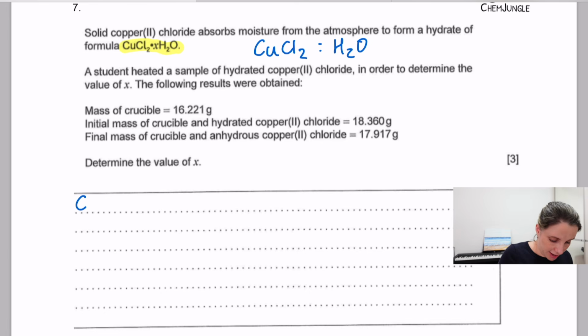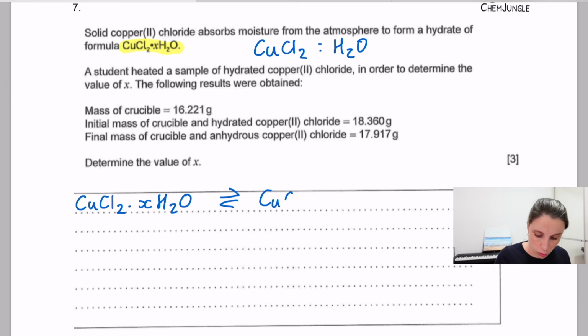So I can actually write an equation for what they're doing in this experiment. They've got the hydrated copper chloride, and what they're doing is heating it a lot to drive off all of the water and leaving anhydrous copper chloride, so copper chloride without the water. And this has got the X here. So what we're really doing is trying to work out what that X is.